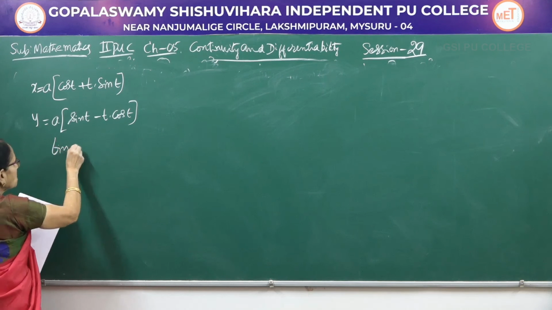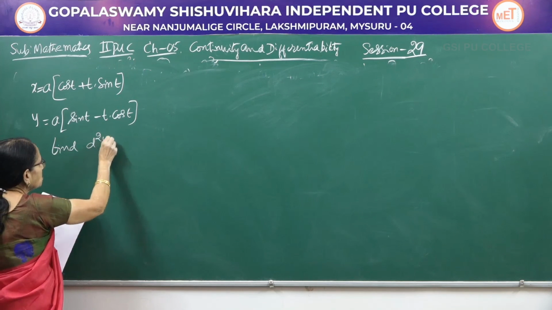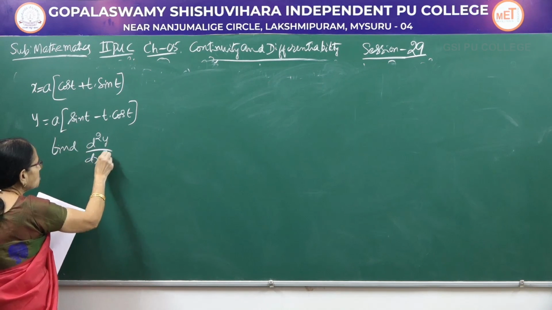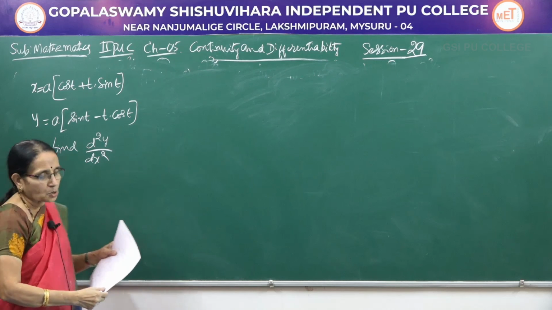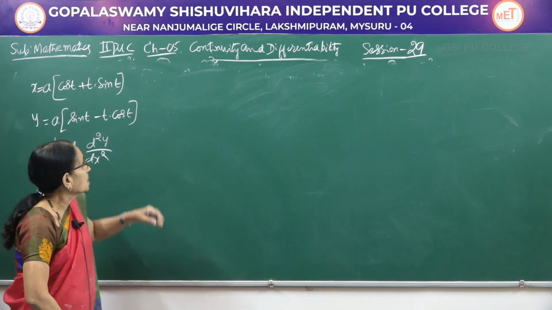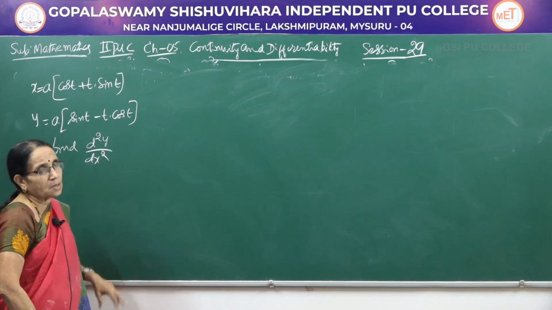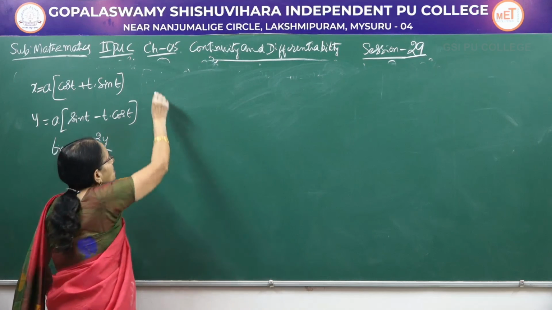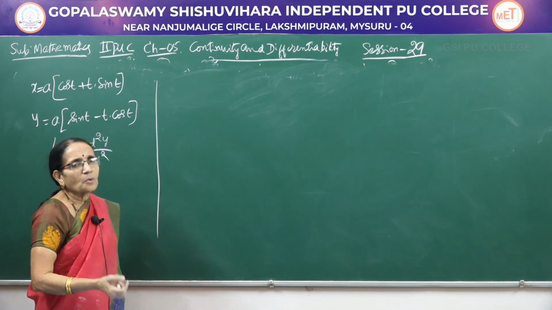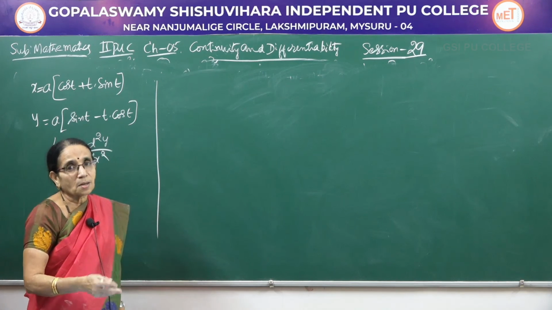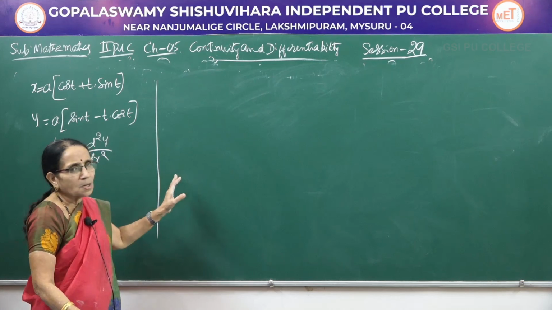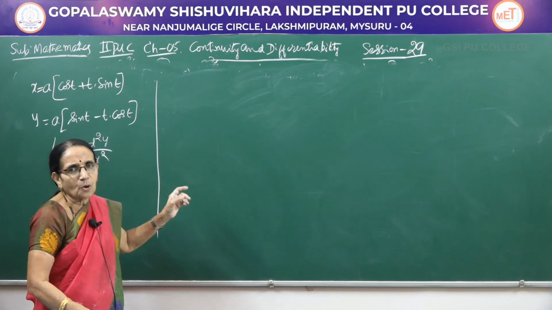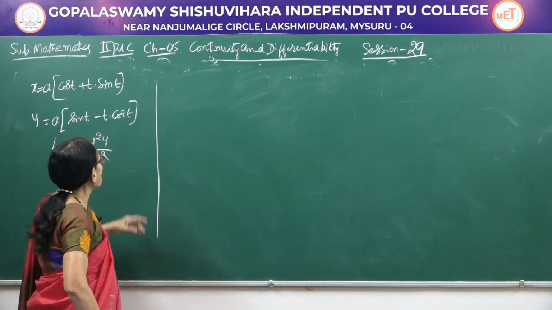So what we have to calculate is not a particular answer, find d square y by dx square. Same problem I had given, but instead of t, I had taken theta, that's all. I had calculated the first derivative. So after getting the first derivative, you have to get the second derivative. In this one, the formula is slightly different. I will give the formula, then you can work out the problem.